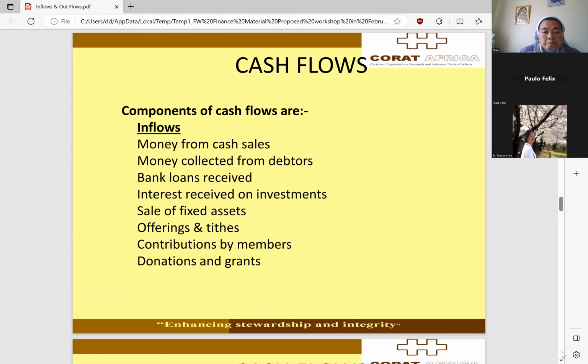Components of cash flows are the inflows, which is money from cash sales, collected from debtors, bank loans received, interest received on investments, sales of fixed assets, offerings and tithes, contributions by members, and donations and grants.